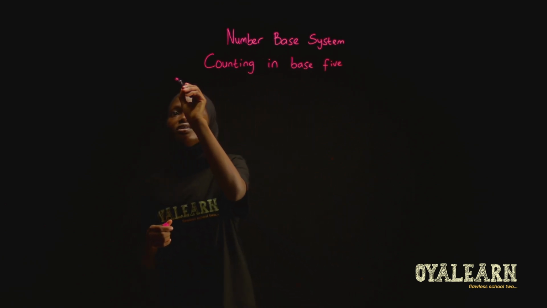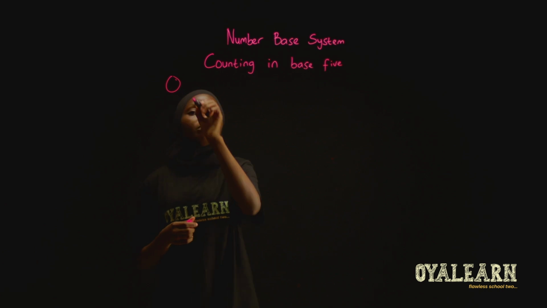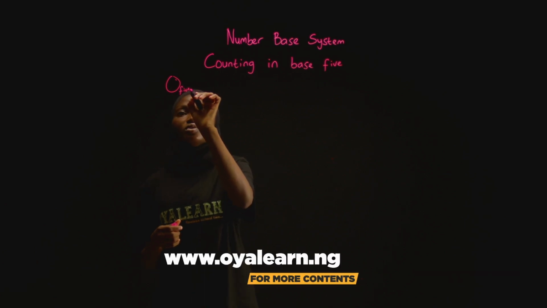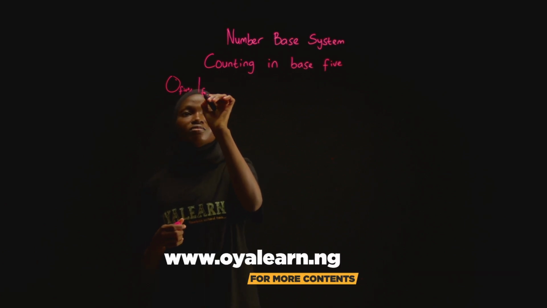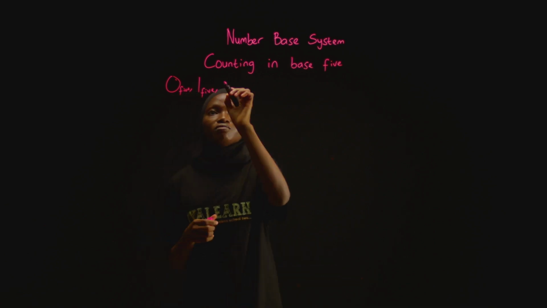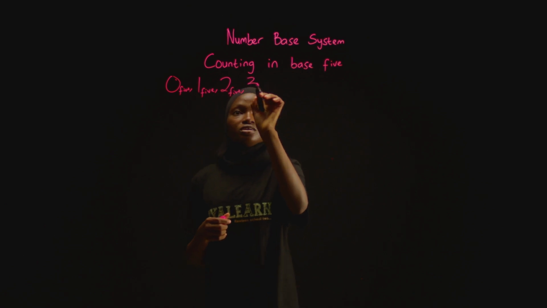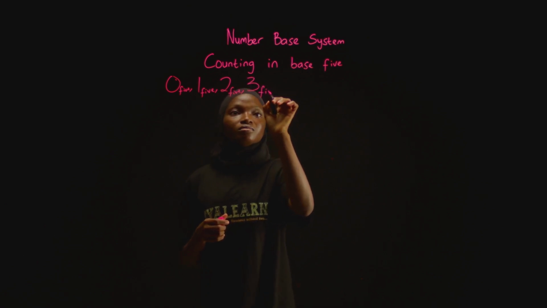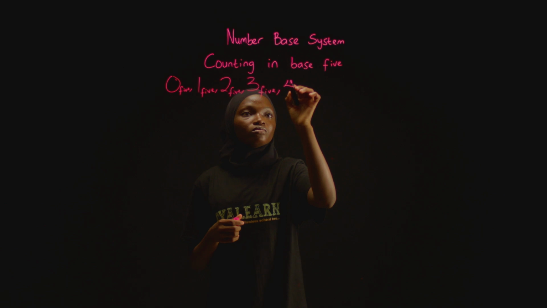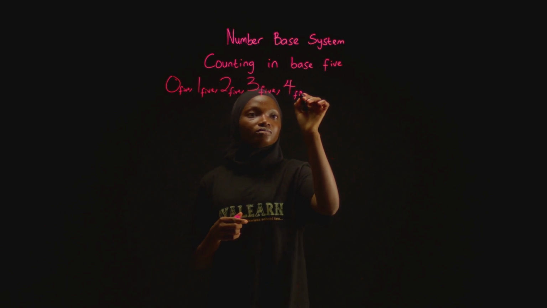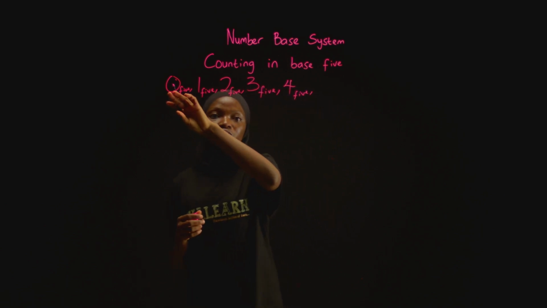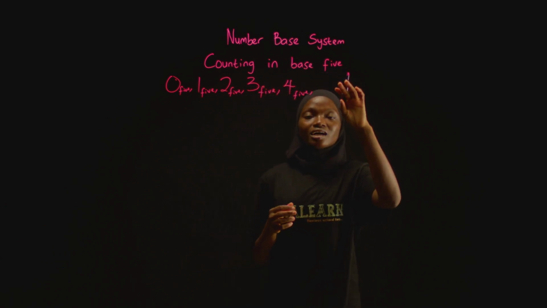We have 0 base 5, 1 base 5, 2 base 5, 3 base 5, 4 base 5. We are done with 1-digit numbers in this counting system.